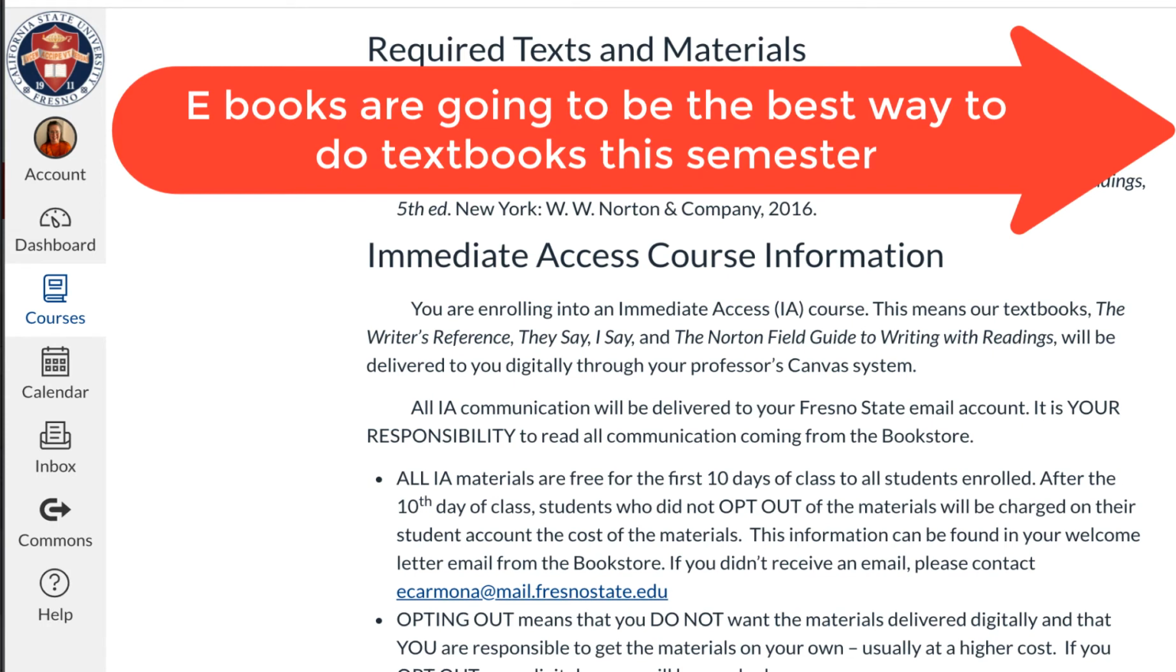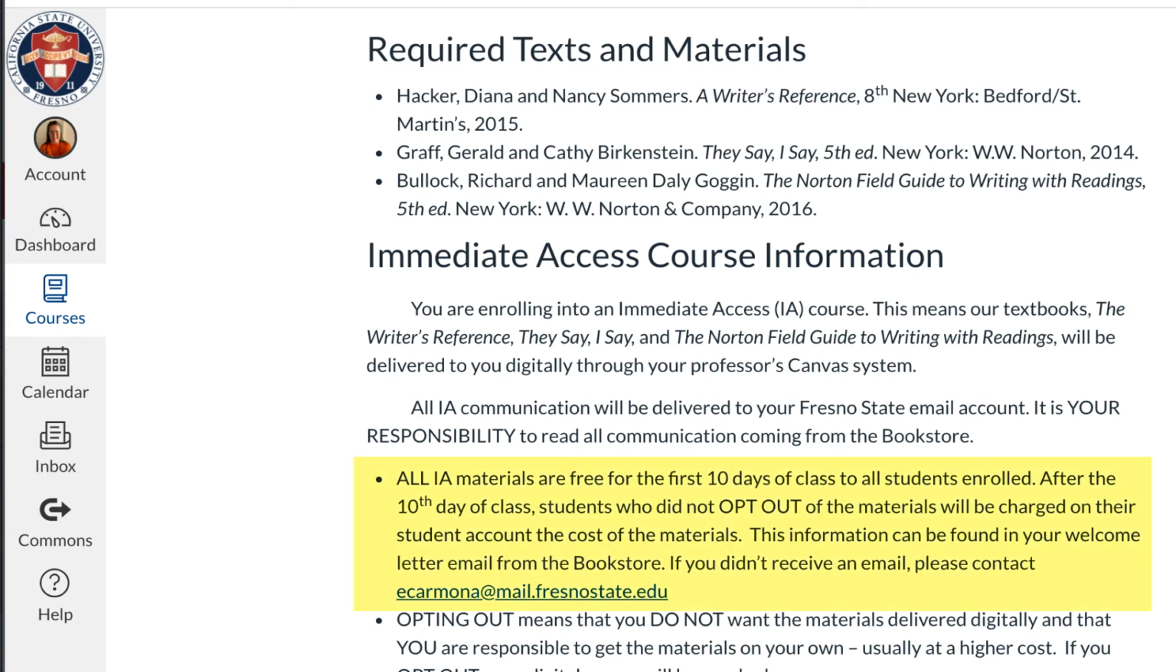They're not free. You do get immediate access to them. You have 10 days to decide whether or not you want to go with digital. If before that 10 days is over, you decide that you really want paper copies of the books, then you must go in and opt out of the immediate access program. And then it will be your responsibility to buy copies of the textbooks and get them to deliver to your house in another way.